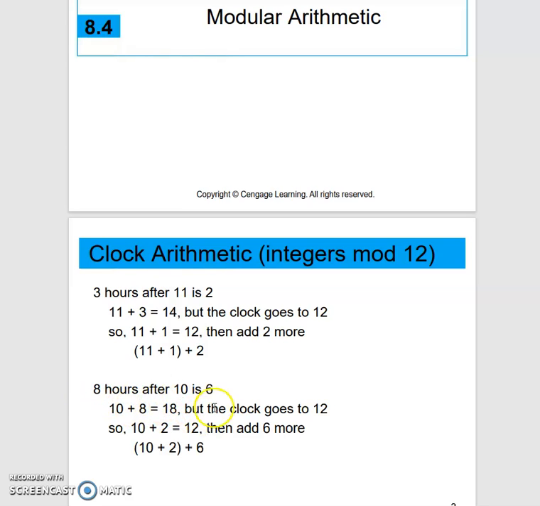Similarly, 8 hours after 10 o'clock is 6 o'clock. So again, we basically figure out how far we have to go to 12, and then how many more we have to add.